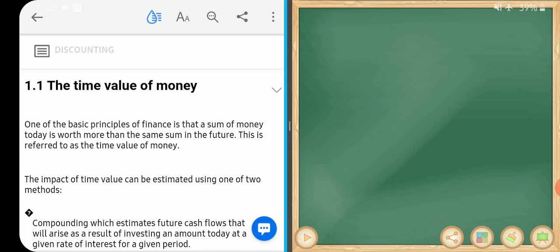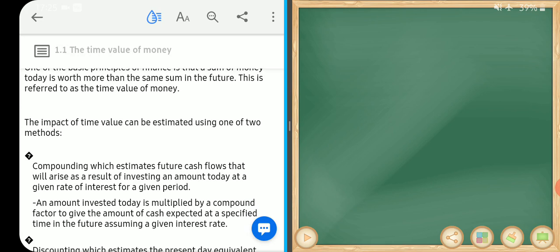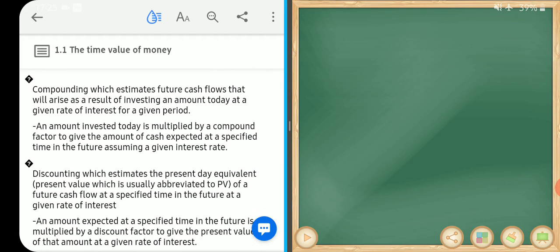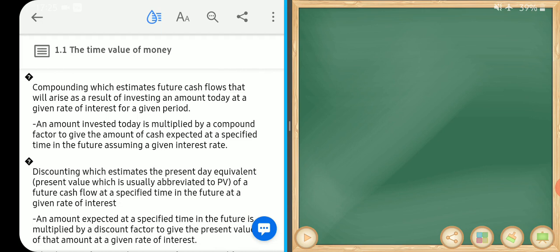Now we're going to look at the impact of time value, and it can be estimated using two methods. The first one is compounding. Compounding estimates the future cash flow that will arise as a result of investing an amount today. It's telling you how much you will get if you invest a particular amount today based on particular interest rates.